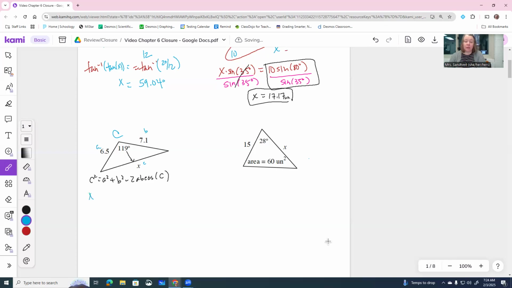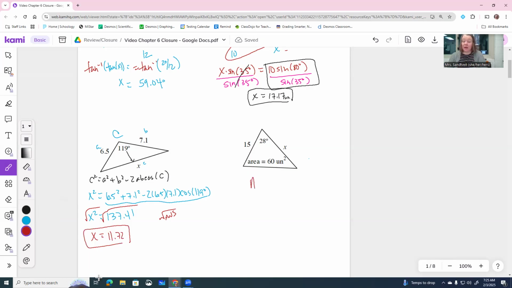So I'm looking for x. So x squared equals 6.5 squared plus 7.1 squared minus 2 times 6.5 times 7.1 times the cosine of 119. Okay, and I would literally just put this whole thing in my calculator all in one step, and you get 137.41. And then to get x, you would take the square root of both sides. Now, it's not exactly 137.41. So in my calculator, I would do the square root and then hit the answer key, so I'm taking the square root of that entire answer. So I'm getting 11.72.